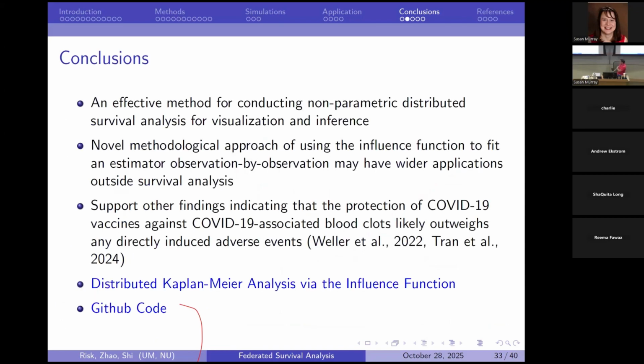Anyway, in terms of conclusions, we have an effective method for conducting non-parametric distributed survival analysis for visualization and for inference. We have this novel methodological approach of using the influence function that might have wider application outside survival analysis. And we generally support other findings indicating that the protection of COVID-19 vaccines against COVID-19 associated blood clots likely outweighs the risk of any directly induced adverse events.